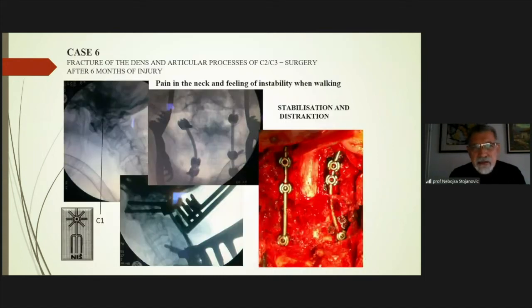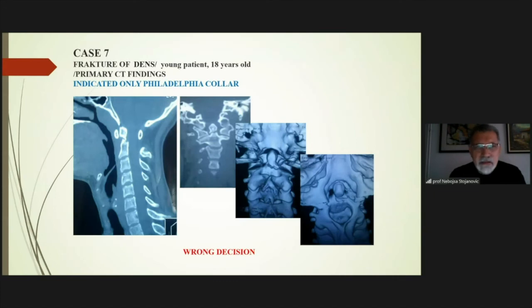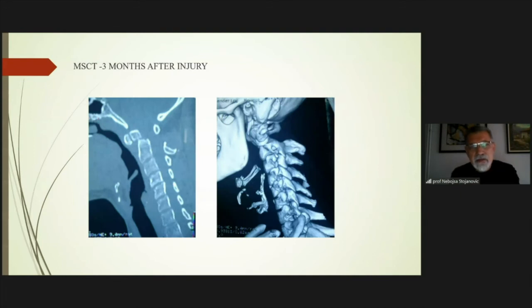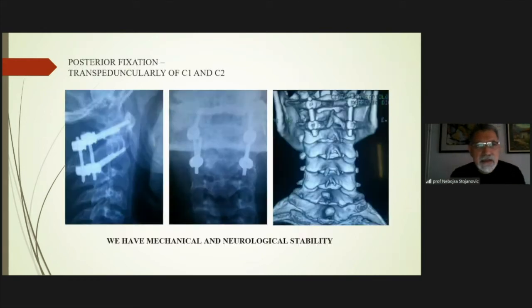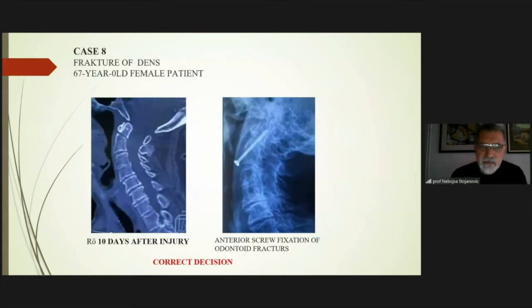Fractures of the dens and articular processes C2, C3: stabilization, posterior dissection, massive decompression in this region. This interesting case indicates a fracture of the dens treated only with a Philadelphia collar in a second hospital. Wrong decision, and three months after injury we have mechanical and neurological destabilization, and we prefer in this case transpedicular C1, C2 stabilization. Fractures of the dens: in this case, we prefer anterior screw fixation of the odontoid process.